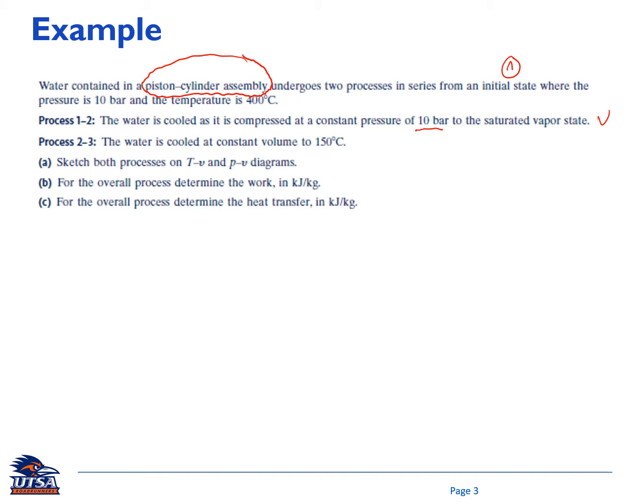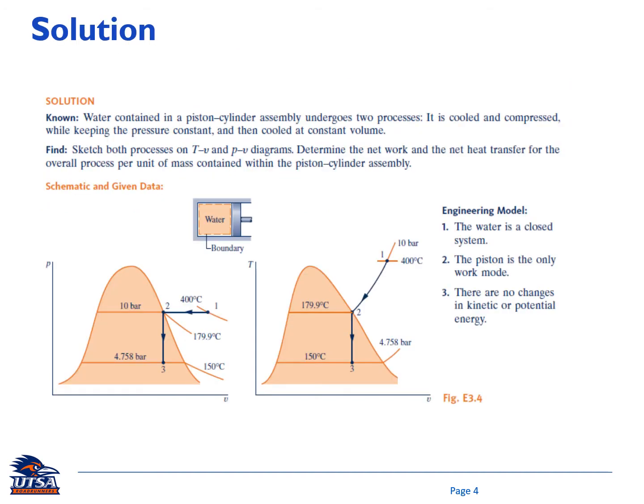Okay, the first question is to sketch both processes on a T-v and P-v diagram. The second question is, for the overall process, determine the work. So it means what is the work for process 1 and what is the work for process 2. And the third question is, for the overall process, determine the heat transfer, so Q total here. Okay, let's try to solve this.